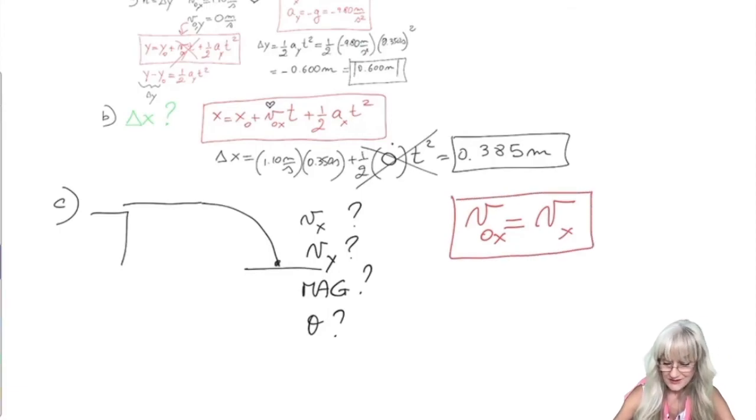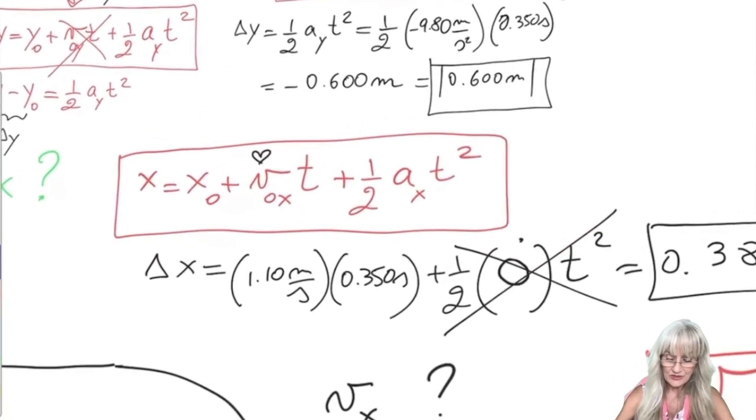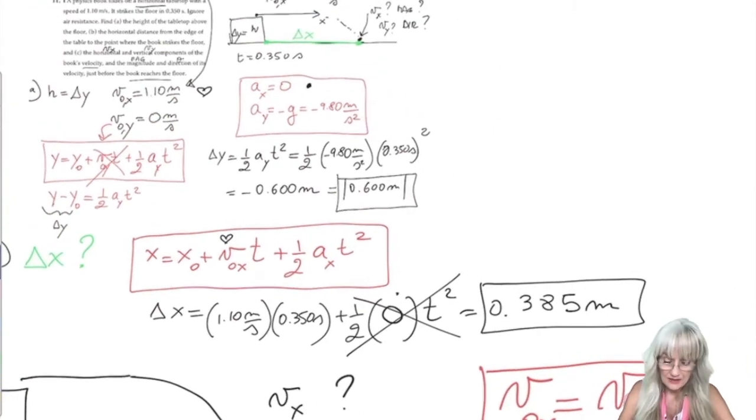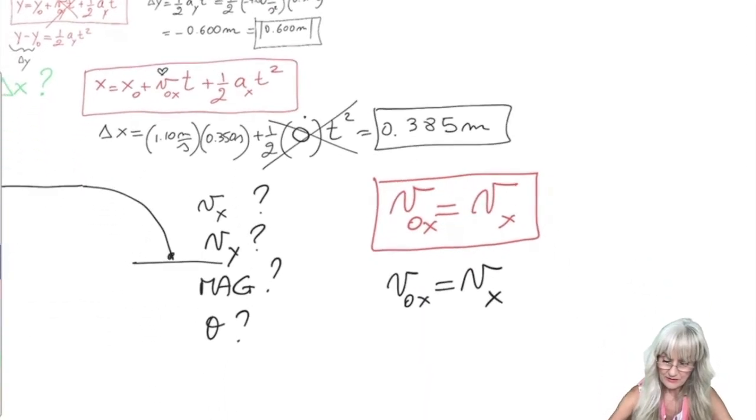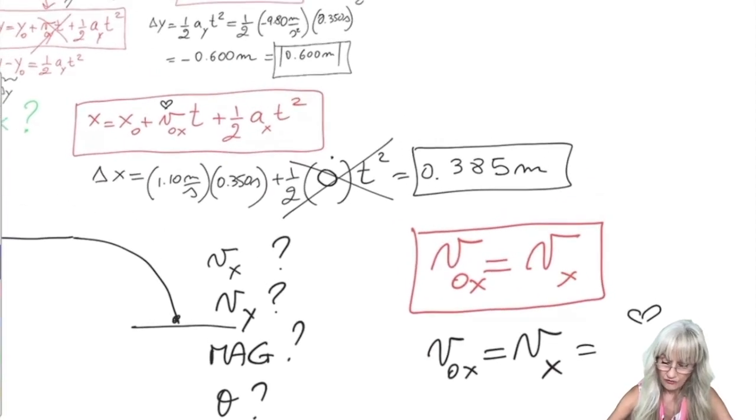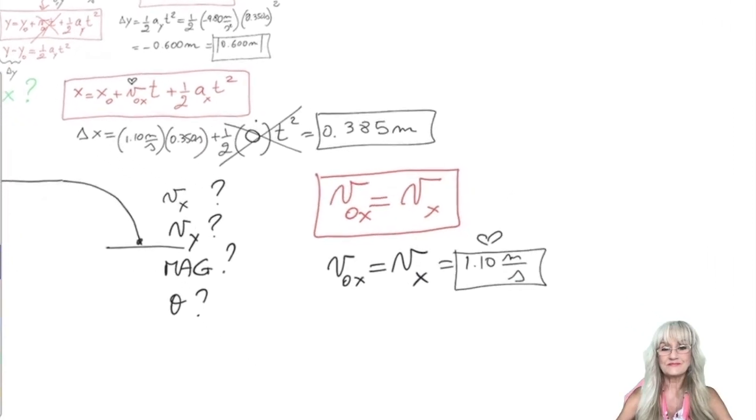So v of x, it's very easy to find because it is that heart value right there. I'm going to say equal that heart value that was of, frame it.